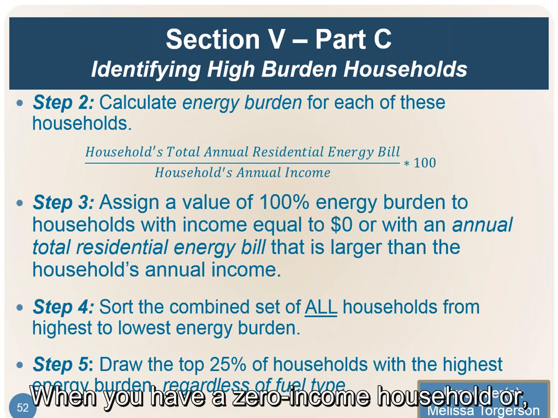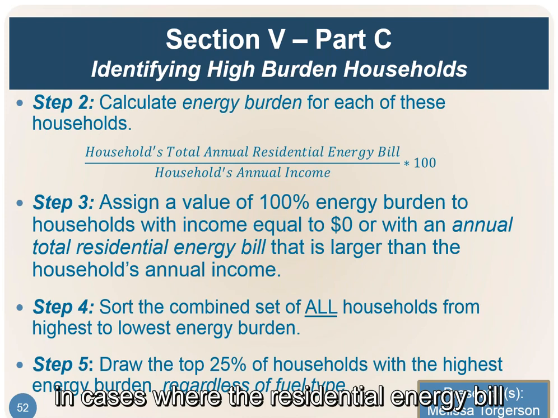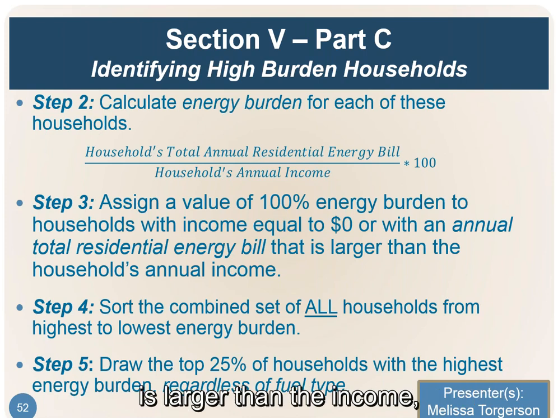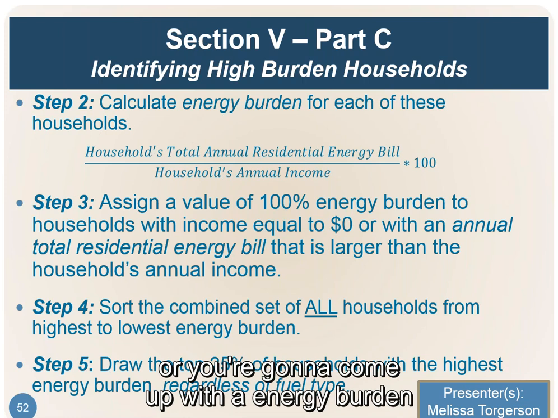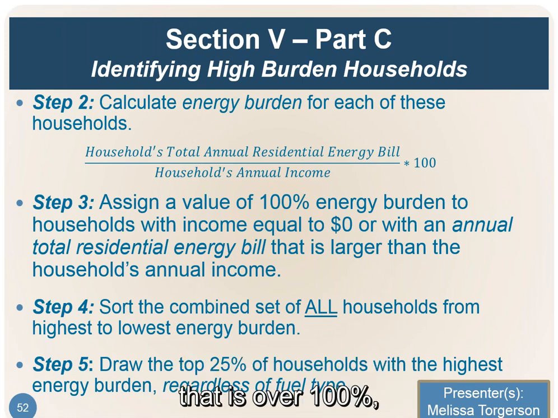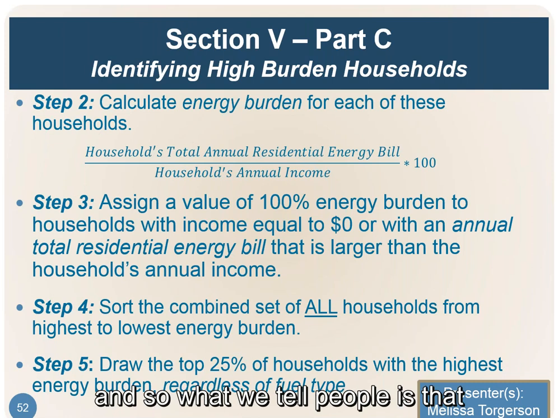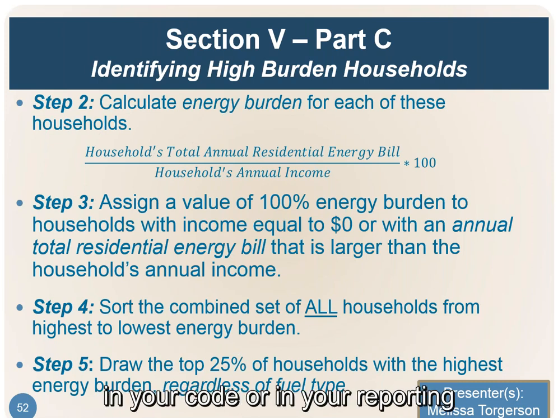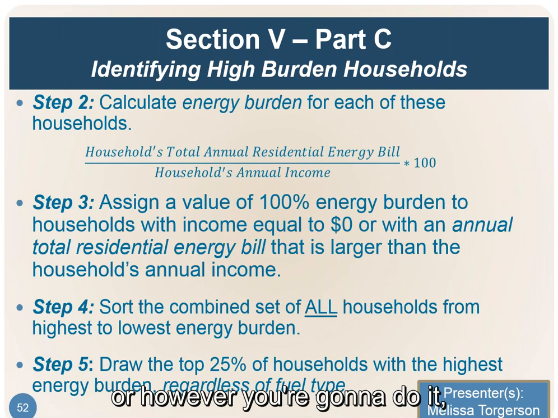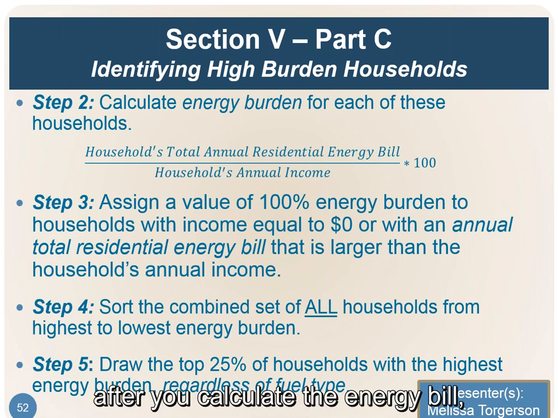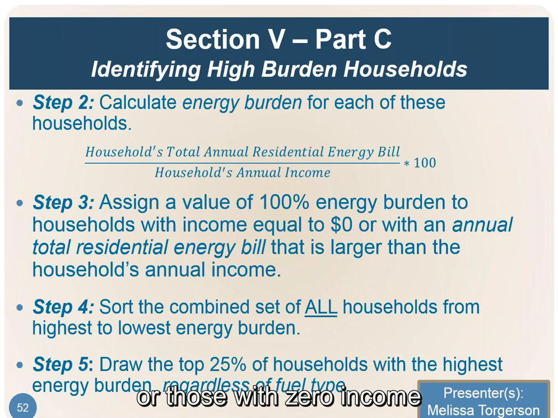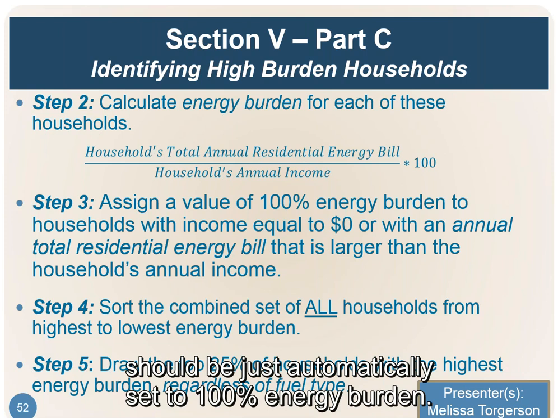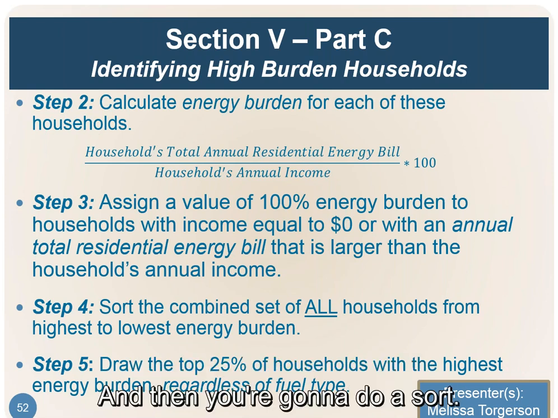When you have a zero income household, or in cases where the residential energy bill is larger than the income, you're either going to come up with a divisor error, or you're going to come up with an energy burden that is over 100%. And so what we tell people is that in your code or in your reporting, however you're going to do it, after you calculate the energy bill, anyone with an energy bill higher than their income, or those with zero income, should be just automatically set to 100% energy burden. And then you're going to do a sort.